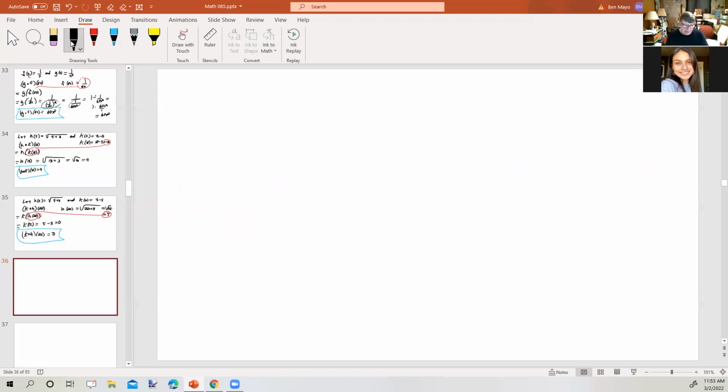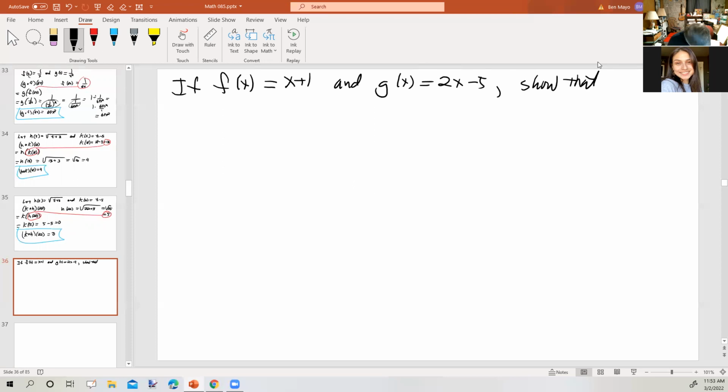All right, I talked earlier about how composition in general is not commutative. And so here we're going to just do another example of that. It says if f of x equals x plus 1 and g of x equals 2x minus 5, show that f composed with g of x does not equal g composed with f of x. So again, compose them in both directions and show that we don't get the same answer.